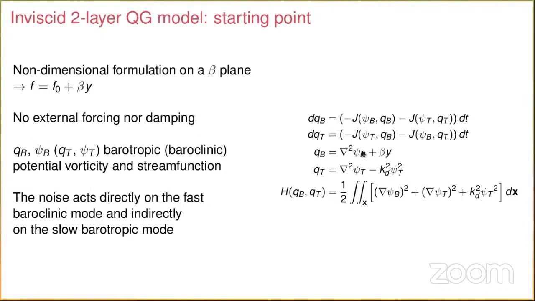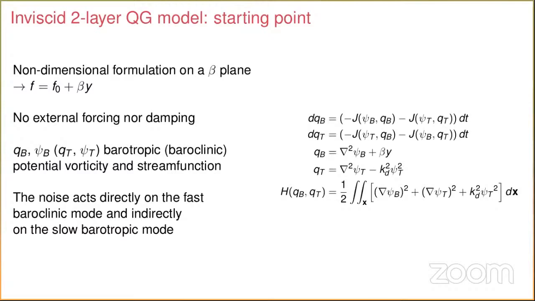There are several formulations for the two-layer QG model. We use a non-dimensional formulation on a beta plane, which means that the Coriolis term is decomposed as a constant value plus some deviation in the meridional coordinate. For simplicity, I will show the derivation of the stochastic system when no external forcing or damping is applied, but we're going to see results also with external forcing or damping.